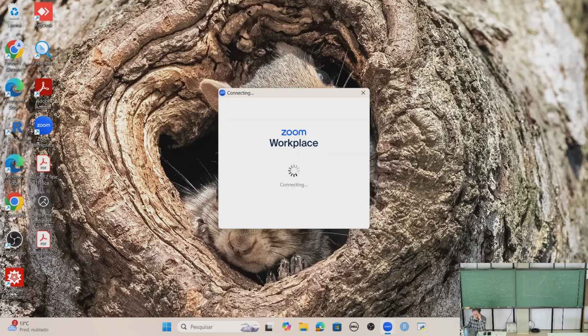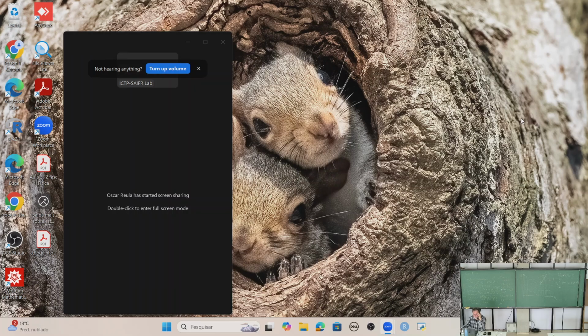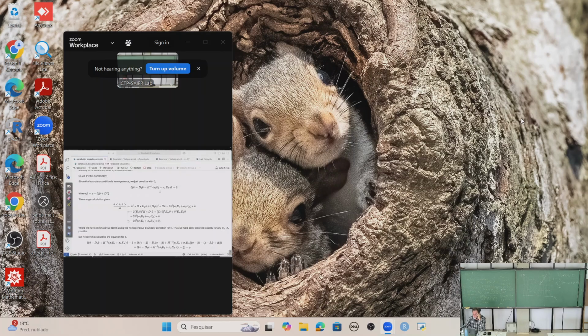So for this problem, for the twiddle problem, we put the same equation, right? But now we are going to put the penalties. So this is the equation, and we add the penalty. This is a penalty, but with g equal to 0. Okay.